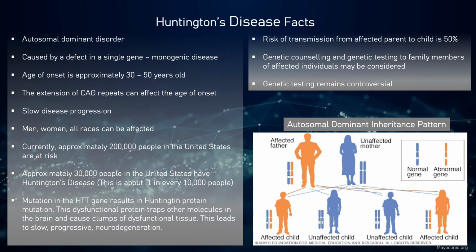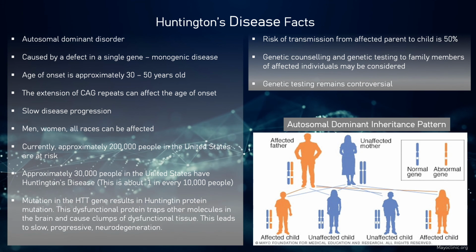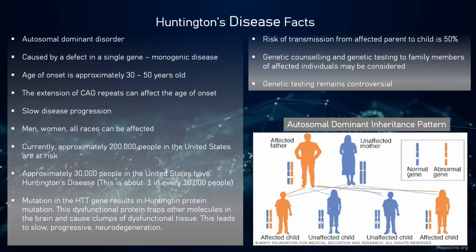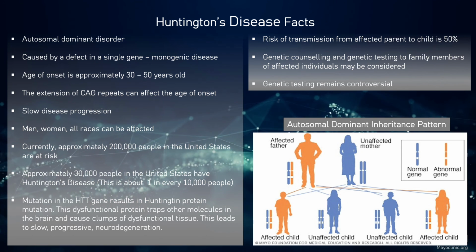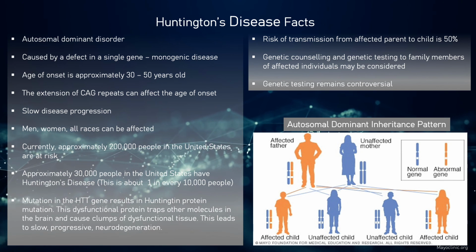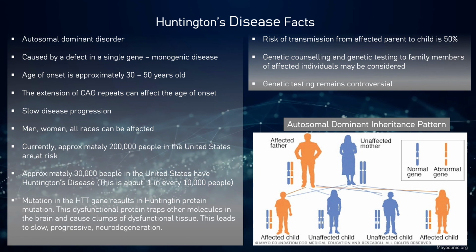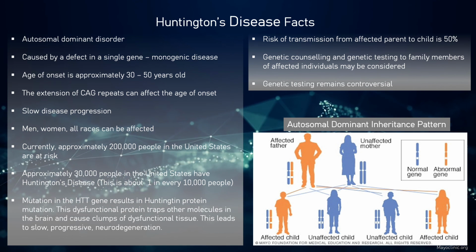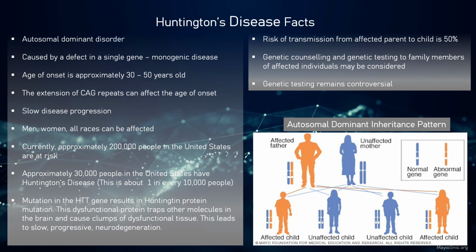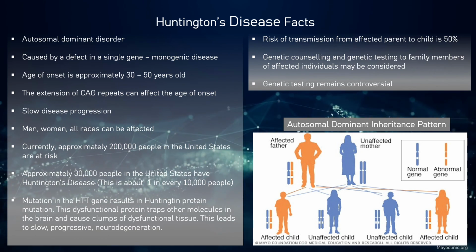A mutation in the HTT gene results in Huntington protein mutation. This dysfunctional protein traps other molecules in the brain and causes clumps of dysfunctional tissue, and this leads to slow progressive neurodegeneration. So just a recap. The risk of transmission from affected parent to child is 50%. You can see that below in the pattern of inheritance for the autosomal dominant disorder. And then genetic counseling and genetic testing for family members of affected individuals may be considered. Genetic testing for the disease does remain controversial.